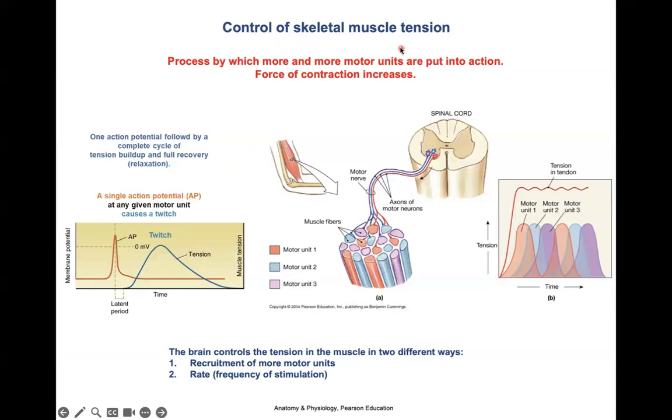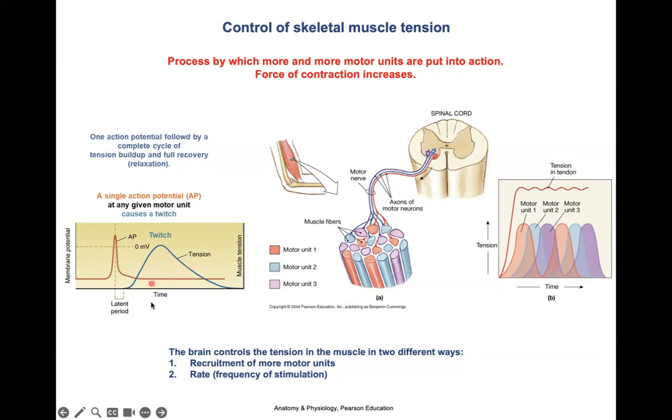Control of skeletal muscle tension. We have two principles. Recruitment, which is based on recruitment of more and more motor units, or increase of frequency. Remember, this is one motor unit. I discussed this in a previous part. This is a motor neuron, neuromuscular end plate, and a muscle fiber or more. So we have an action potential followed by a twitch.